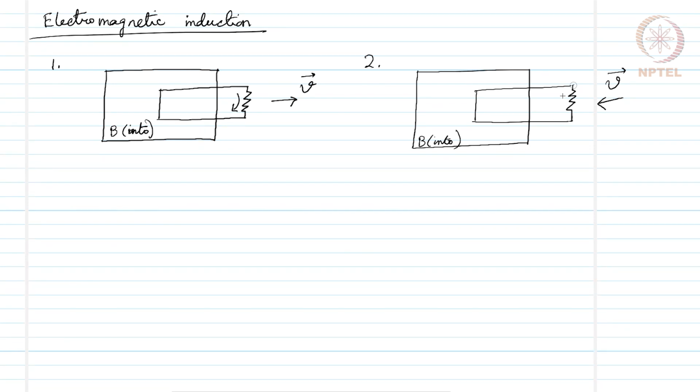Let's see in which direction the current should have flown. We have considered this case earlier, and this was the direction of the current, the way we have drawn it. Then the current in this case would be in the opposite direction.